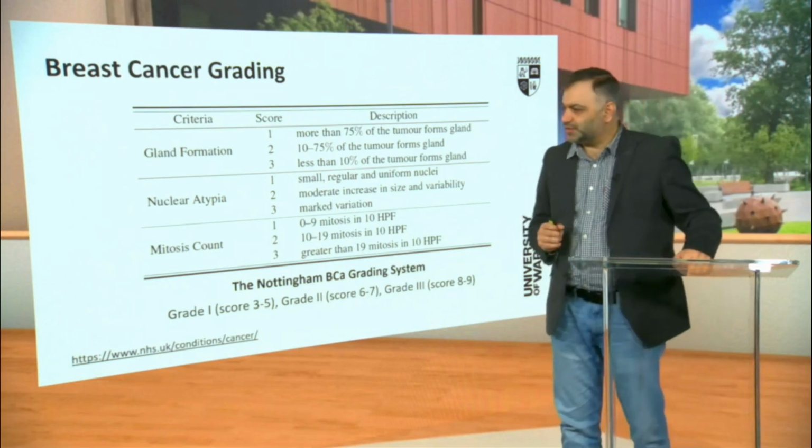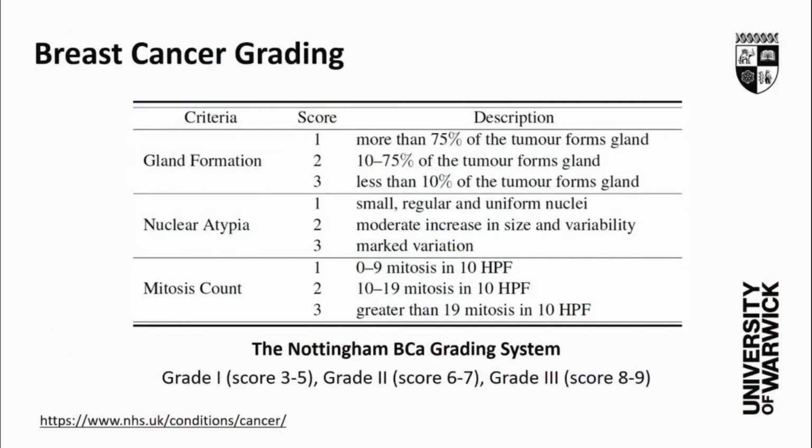For gland formation, they score the tissue specimens as 1 if more than 75% of the tumor forms glands. They score it as 2 if 10 to 75% of the tumor forms glands, and if less than 10% of the tumor forms glands, then the gland formation is scored as 3. Nuclear atypia is the measure of how regular or uniform the nuclei are in the tissue specimen.